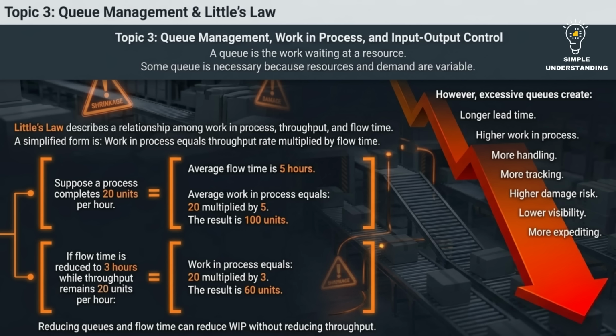If flow time is reduced to 3 hours while throughput remains 20 units per hour, average work in process equals 20 multiplied by 3. The result is 60 units. Reducing queues and flow time can reduce WIP without reducing throughput.